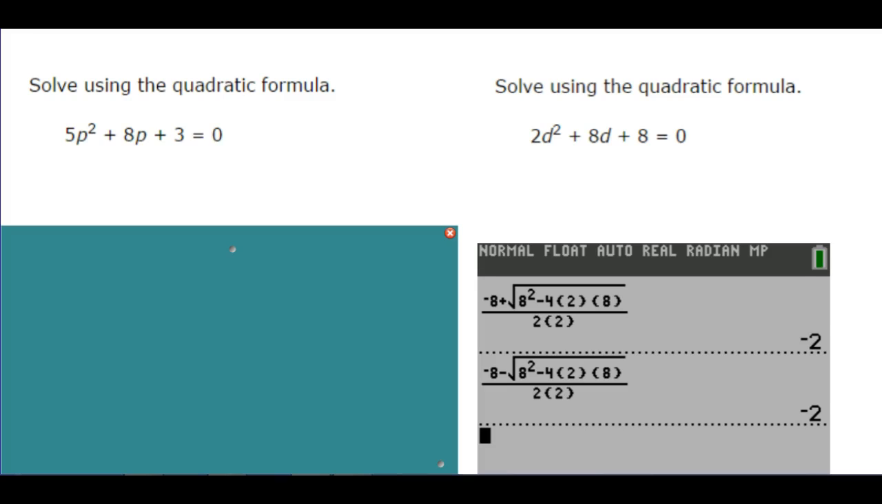Try doing the 5p squared plus 8p plus 3 if you need more practice at home or some other class. And I will say pause, and then after I say pause, I will reveal the answer so that you will have paused and tried it. Pause.